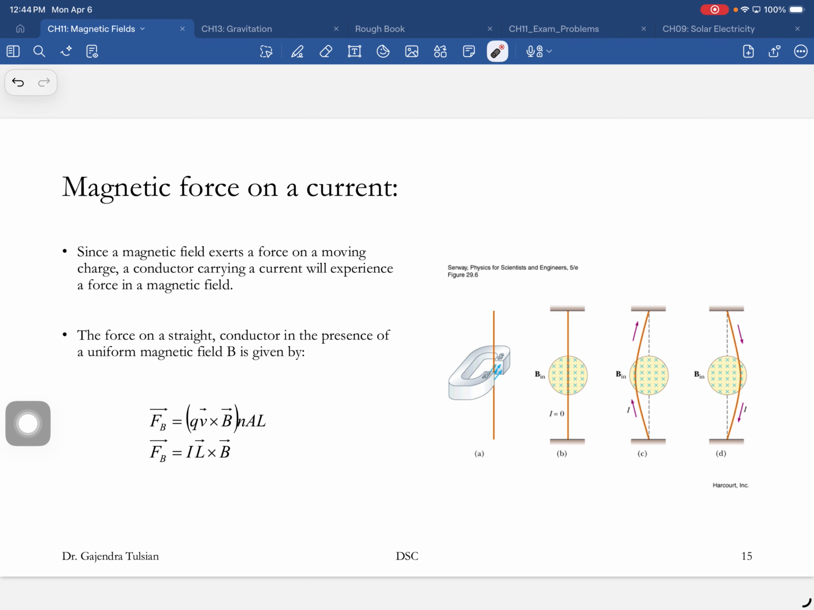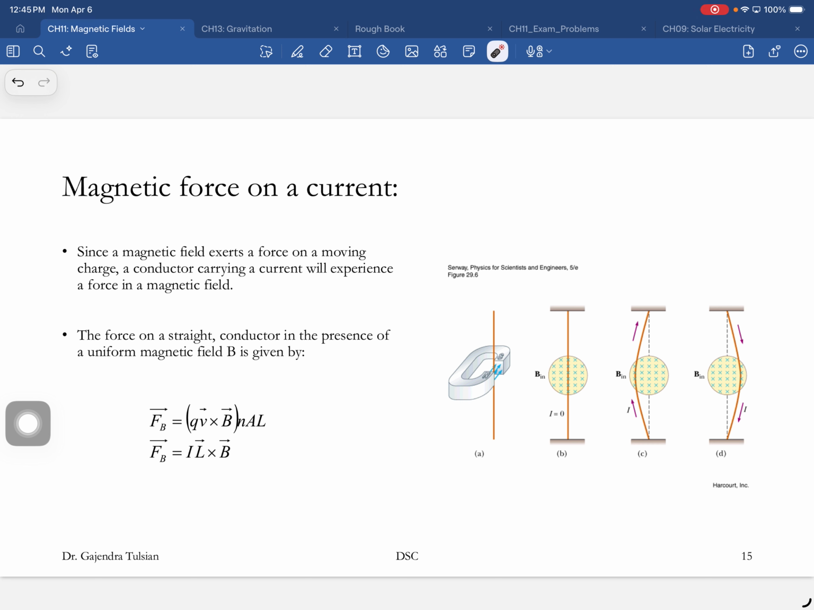How do you detect a magnetic field? A moving charge feels a force in the presence of a magnetic field. So now, what if you have a magnetic field and you pass a current through a wire? What is a current? It's a bunch of moving charges, and every moving charge will feel a force. So the wire will feel a force. And what will be the force on the wire? It'll be the sum of the forces on every charge.